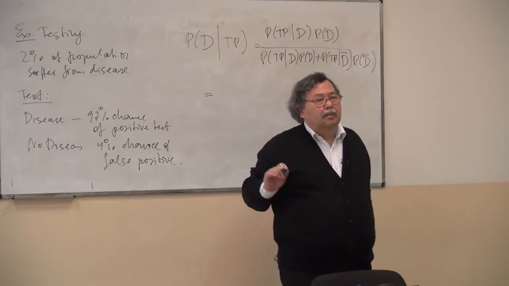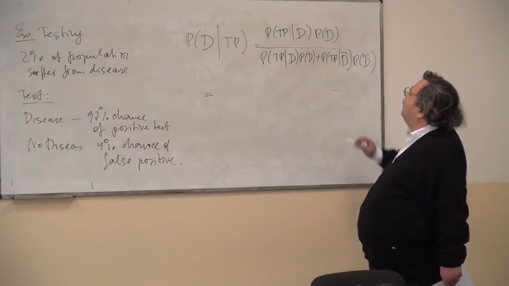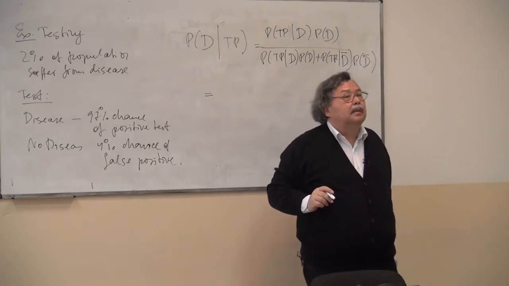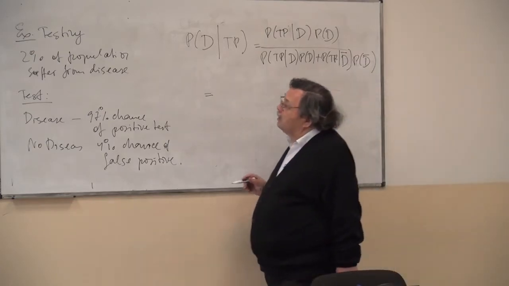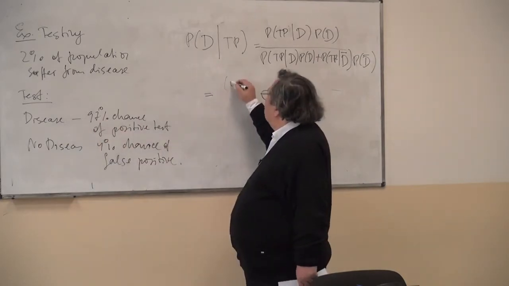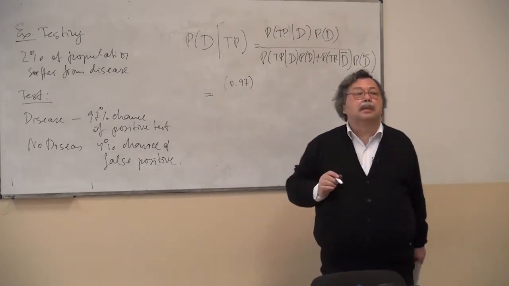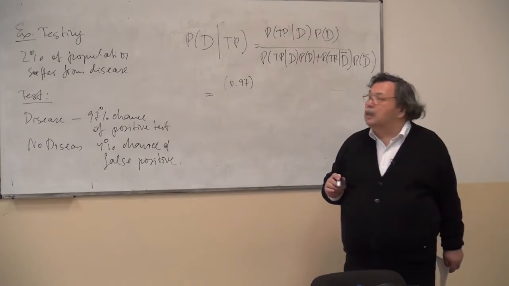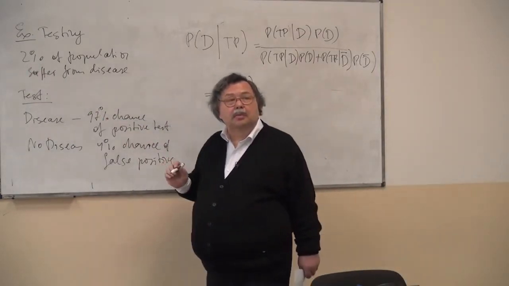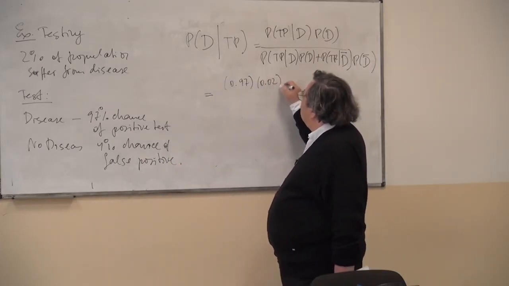Let's try to plug in the numbers and actually get an answer. Now, what's this probability here? Probability of a positive test given the presence of the disease. We find it here, okay? So it's 0.97, and we multiply it by the probability that this person actually has the disease. And it's this. 2% of the total population have the disease. So we multiply it by 0.02.